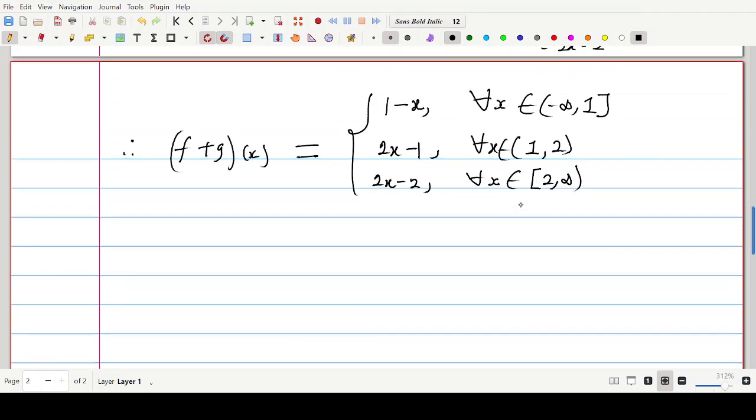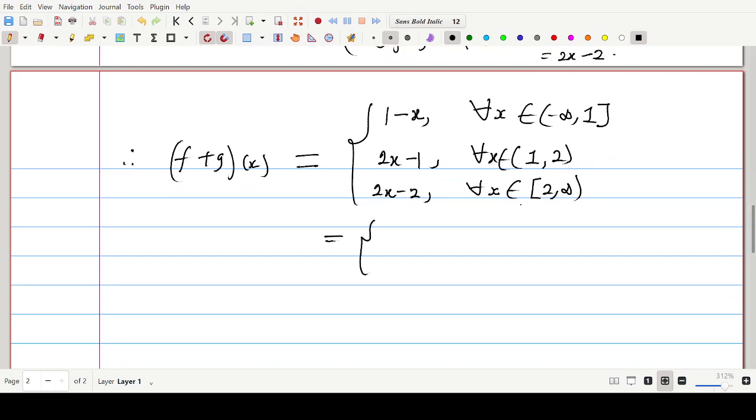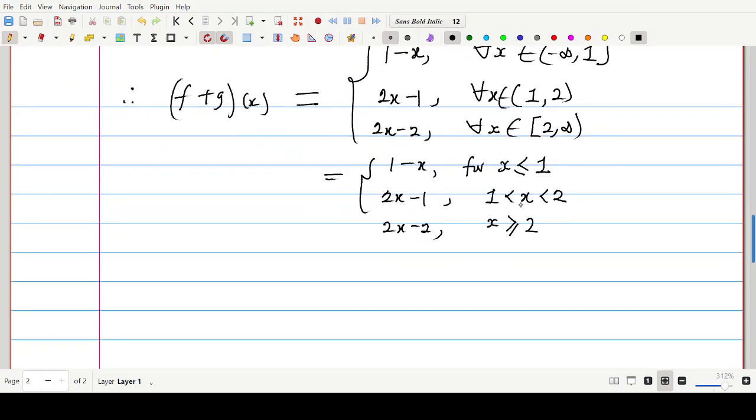If you don't want to use this interval notation, you can write it as 1 minus x for x less than or equal to 1, the same thing. All right. Then we can have this one as 2x minus 1 for 1 less than x less than 2. And lastly, we can have 2x minus 2 for x bigger than or equal to 2. All right, it can be written in this form. They are the same thing. So we are done with finding the sum of the function piecewisely.